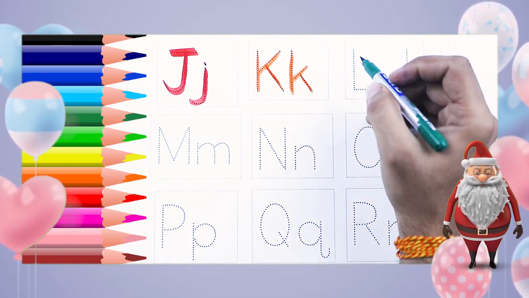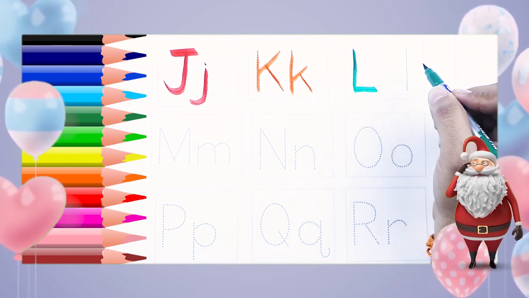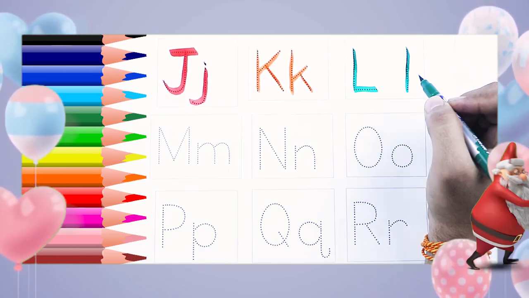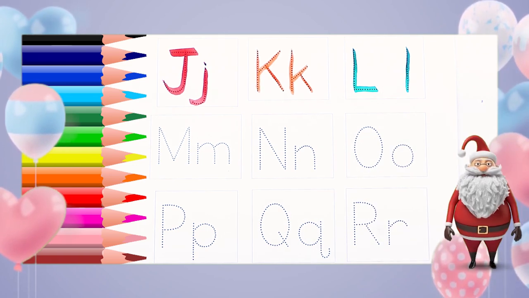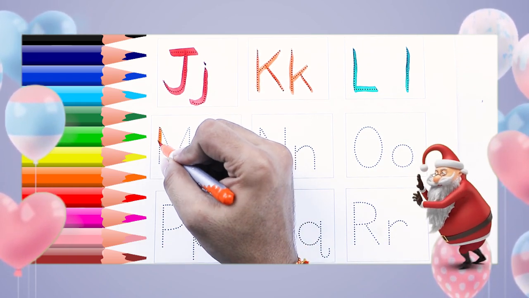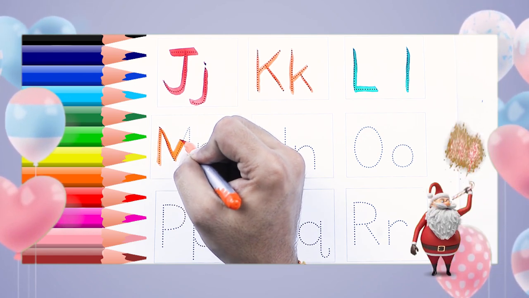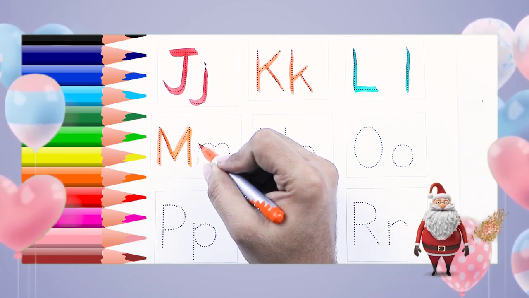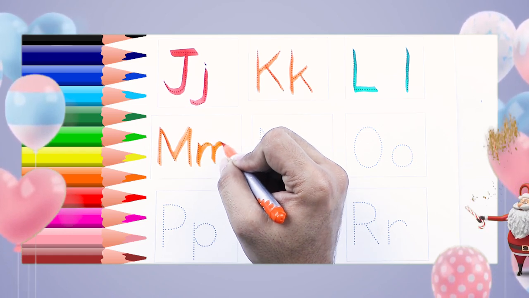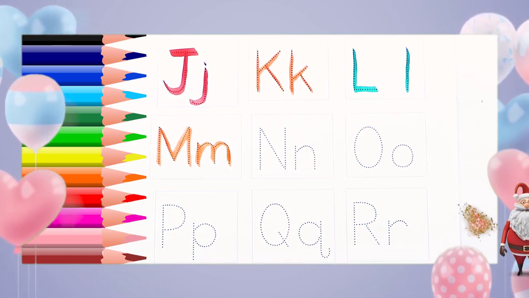Green color, L, L for lion. Green color, small l, L for lion. Orange color, capital M, M for monkey. Orange color, small m, M for monkey.